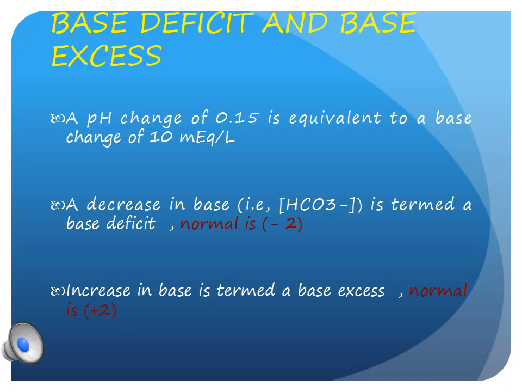One more terminology, that's base deficit and base excess. By now we know what the base is, that's HCO3. So a pH change of 0.15 is equivalent to a base change of 10 milliequivalents per liter. So what is base deficit? A decrease in base, that is HCO3, is termed base deficit. Normal values are plus or minus 2. An increase in the base is termed base excess, that's plus 2. We give bicarb corrections according to these values, and also the pH.